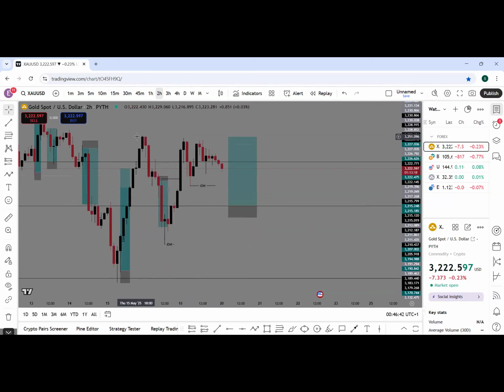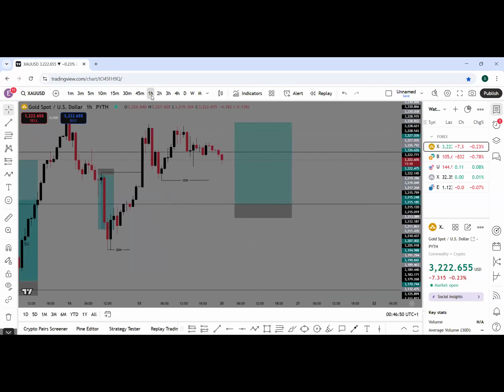And price is failing to break out this high, so it's creating a kind of double top here. Then I still scale down to the 1 hour time frame to refine my entry. The 2 hour time frame and the 1 hour time frame are giving me the same thing: the other block.